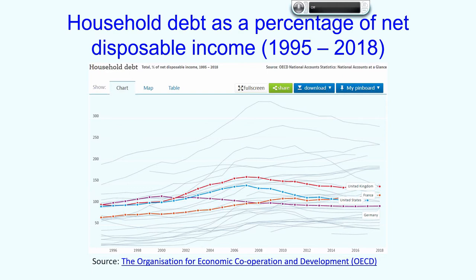And you can see in this figure the rapid growth in debt, household debts, up to 2006. There's been a slight fall in household debt since then, but the fall is not significant, and so household debt is still very high.